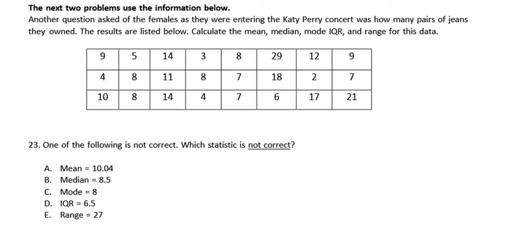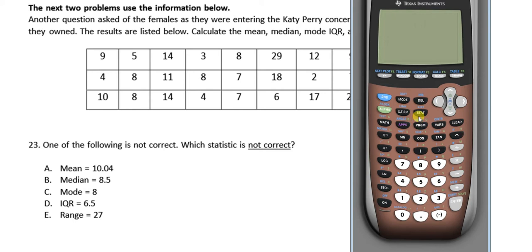Here is the same thing with the Katy Perry concert. Calculate the mean, median, mode, IQR. So you put it in the calculator. You click on Stat. Stat, enter, and edit. We clear, arrow down, arrow up to L1, hit clear.